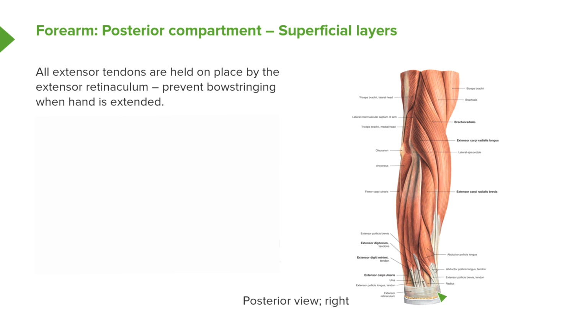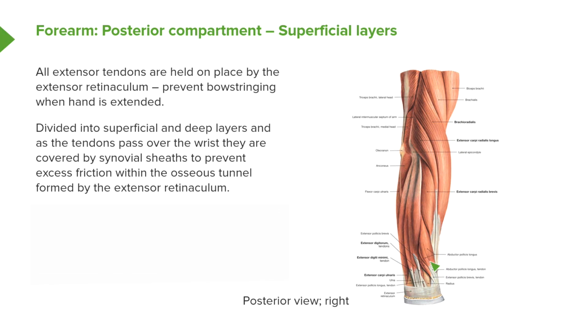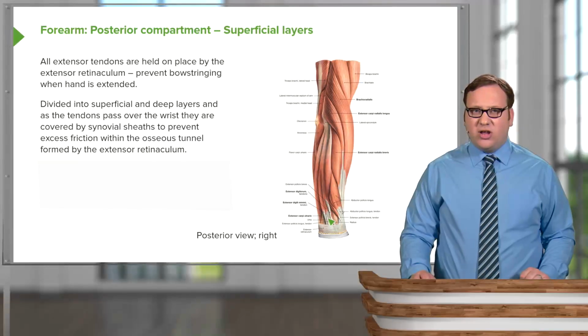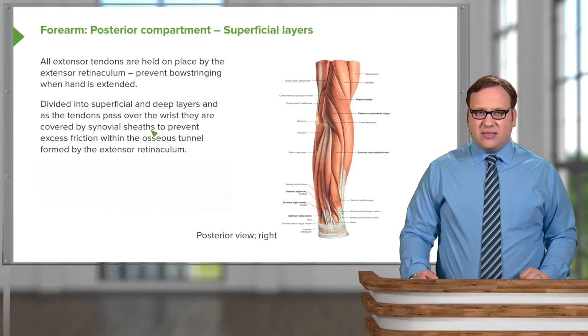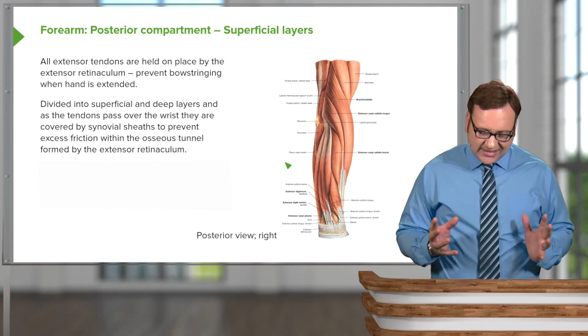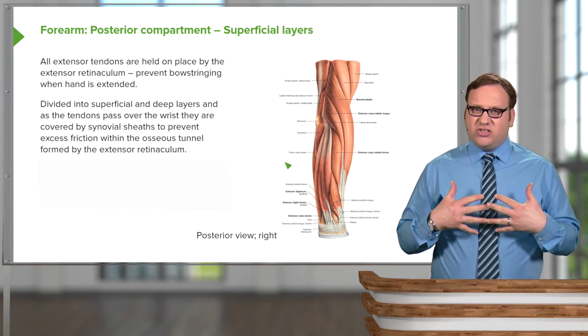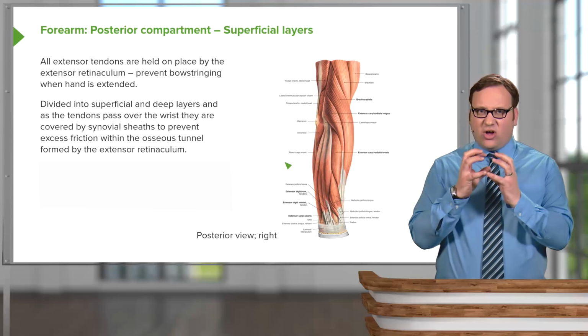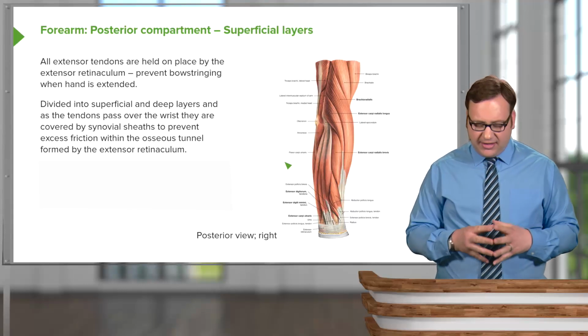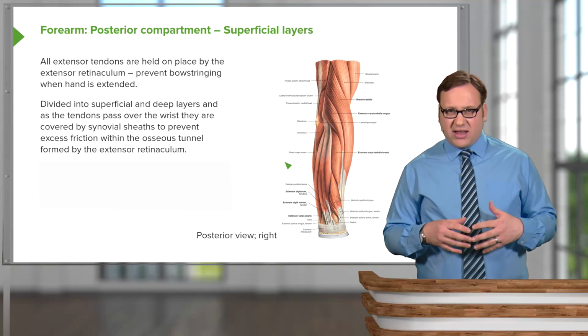When the hand is fully extended, you don't want these tendons from splaying either side, and the extensor retinaculum prevents that. Divided into superficial and deep layers, the muscles in the posterior compartment, the tendons pass over the wrist, and they're covered in what are known as synovial sheaths. These synovial sheaths prevent friction as the tendons run over the wrist, and they create these osseous tunnels formed by the extensor retinaculum, and they help to prevent friction.